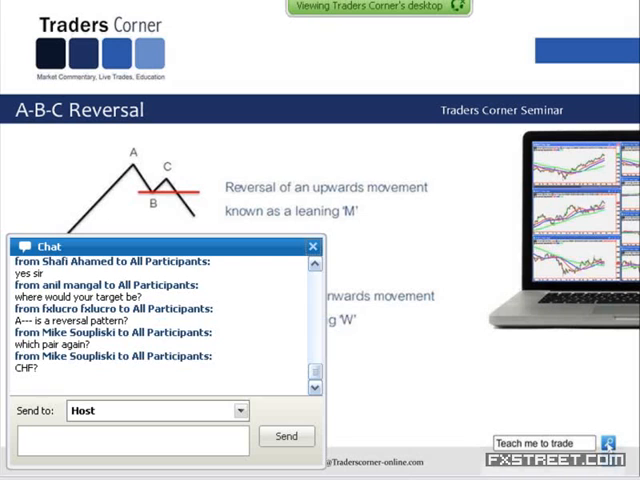The target there isn't any fixed target, Anil. I mean, you can either go with a fixed target or like a 1-to-1, 2-to-1, or you can go for the next resistance point. Yes, the franc, CHF. So USD, CHF.